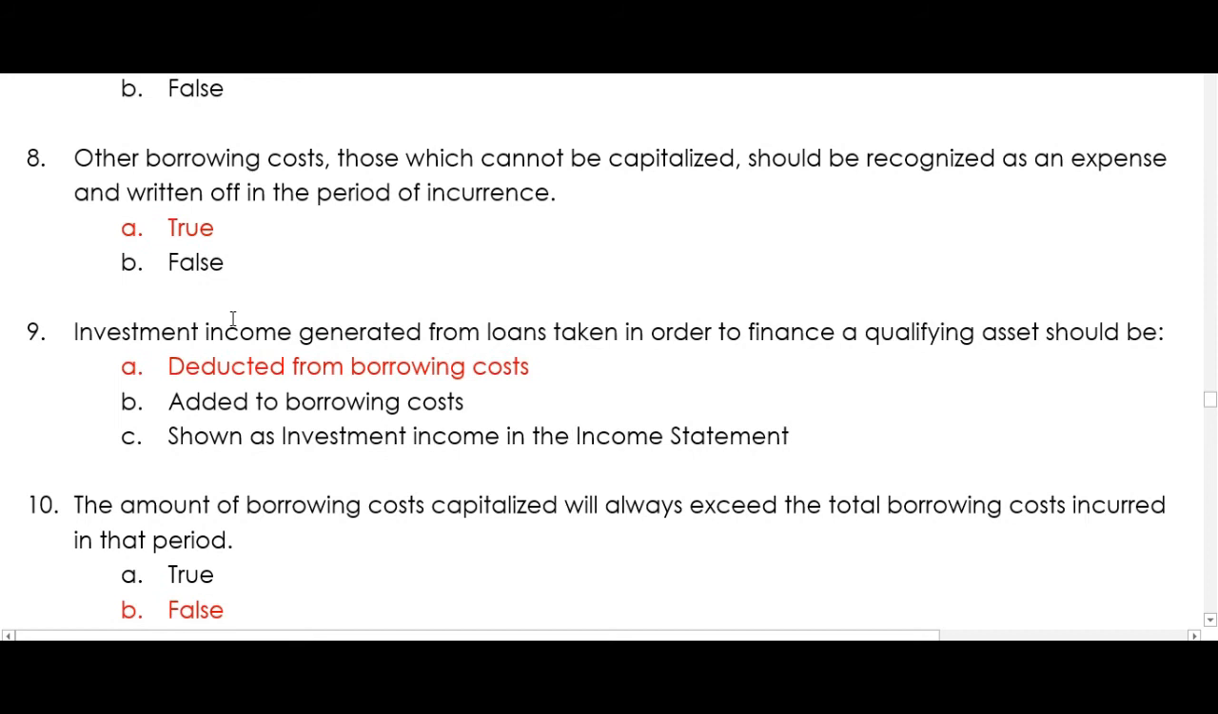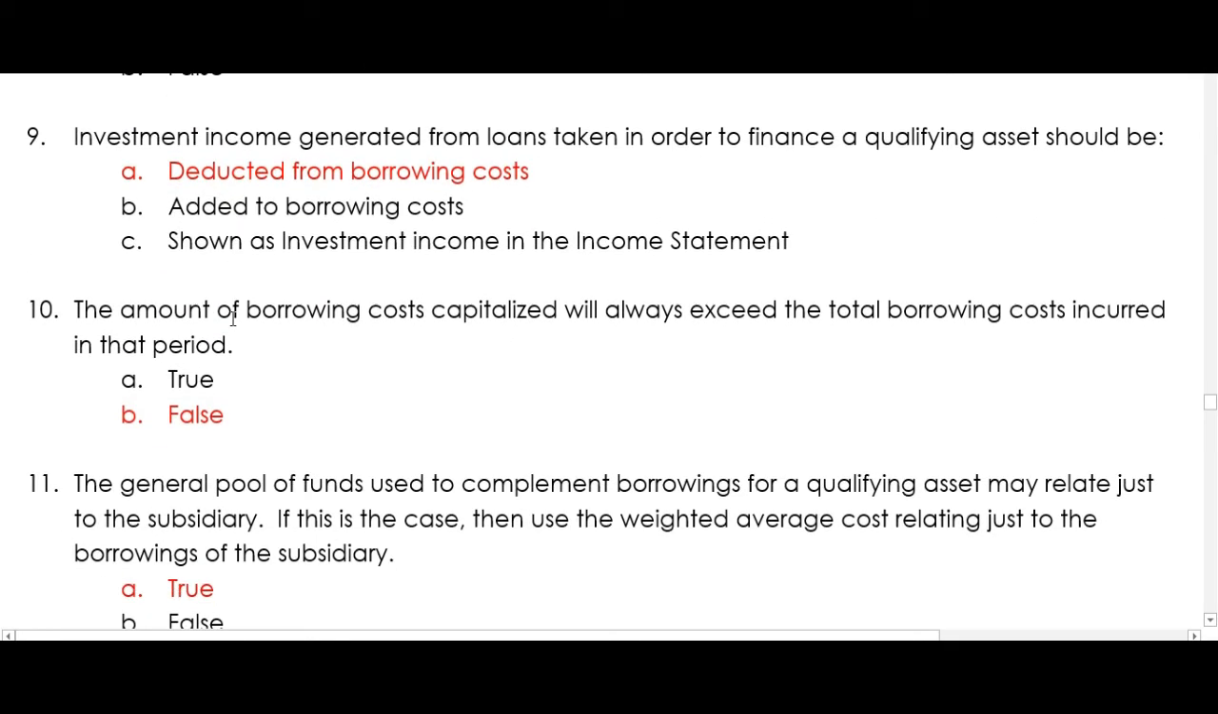Number 8, other borrowing cost, those which cannot be capitalized should be recognized as an expense and written off in the period of incurrence. Tama lang yan, true. Number 9, investment income generated from loans taken in order to finance a qualifying asset should be letter A, deducted from borrowing cost. Okay, relating particularly yan dun sa specific borrowings natin.